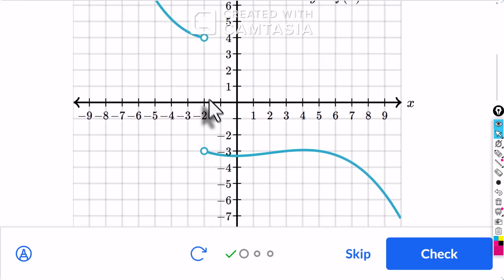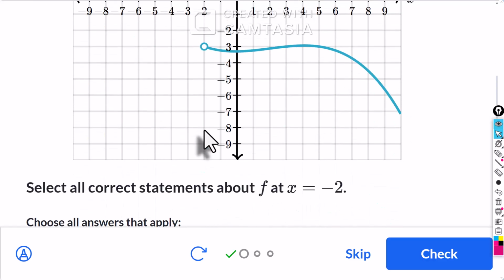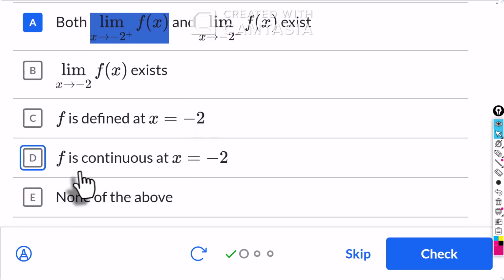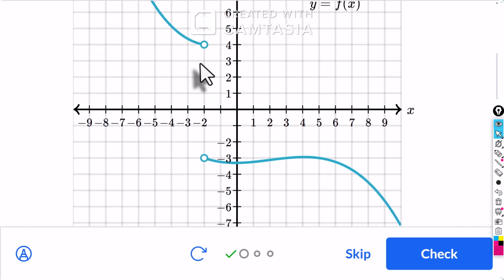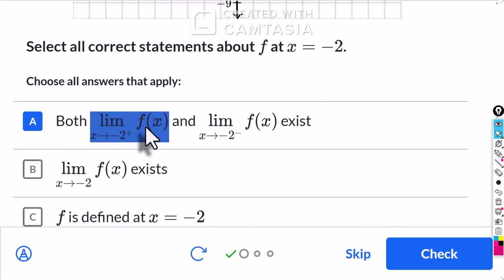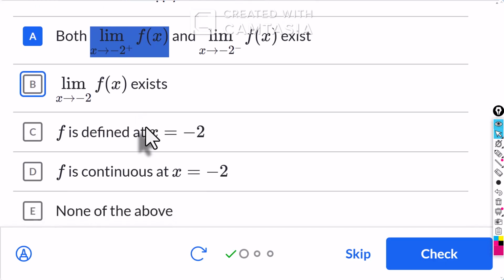Well, does the point exist at x equals negative 2? No, there's a hole in the graph here. There's no point for x equals negative 2. So that's no good. Is it continuous at x equals negative 2? Can you draw this without lifting your pencil? No, you cannot. Okay, there's clearly a break in the graph. So only answer A, the one-sided limits.